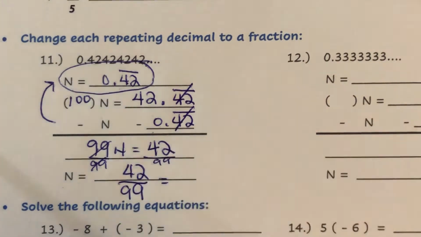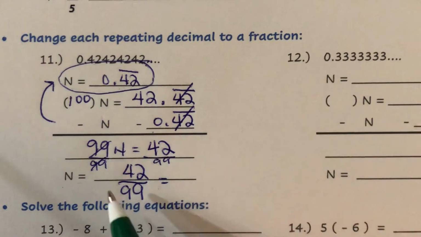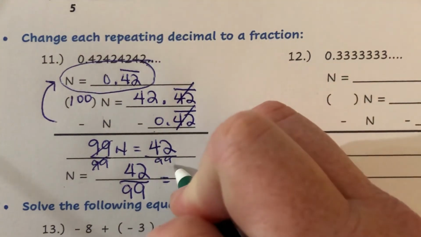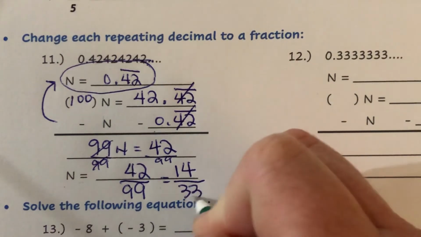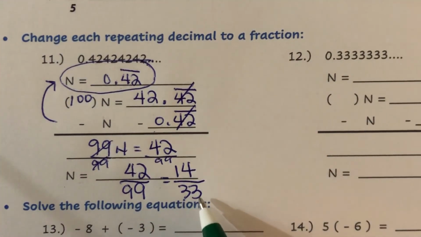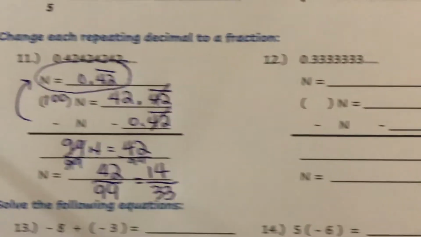And we can actually simplify that. You do not have to, but we could divide the top and the bottom by at least 3, right? So if we did that, we would get 4 on top and 33 on the bottom. You can do that. If you did it, you're not wrong, but I'm not expecting you to go that extra step. Okay, let's do number 12.